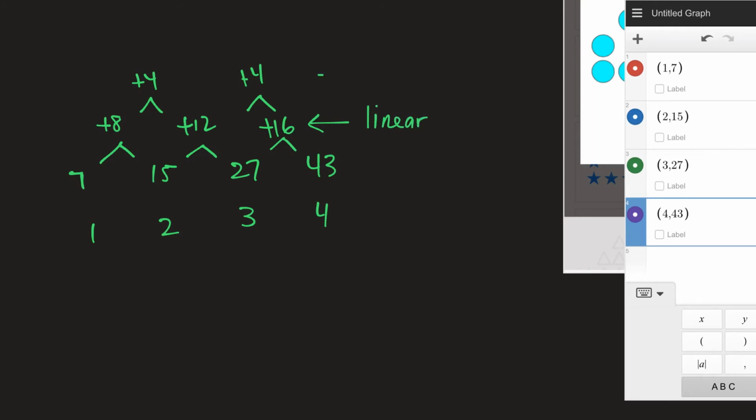But the fact that the differences are constant at the second level means it's quadratic, which means we're dealing with x squareds. Okay, so that confirms that this is an x squared type of thing. And further, it's going to be a parabola.